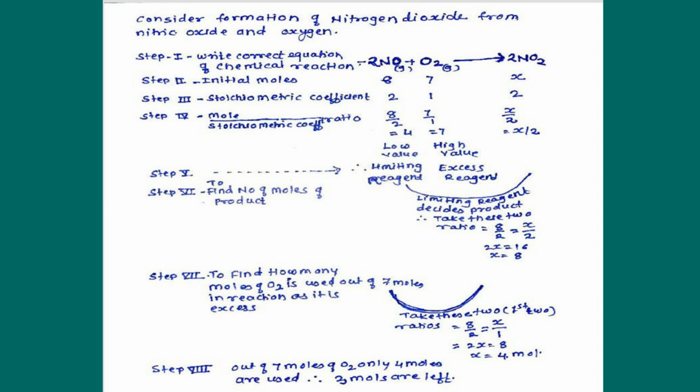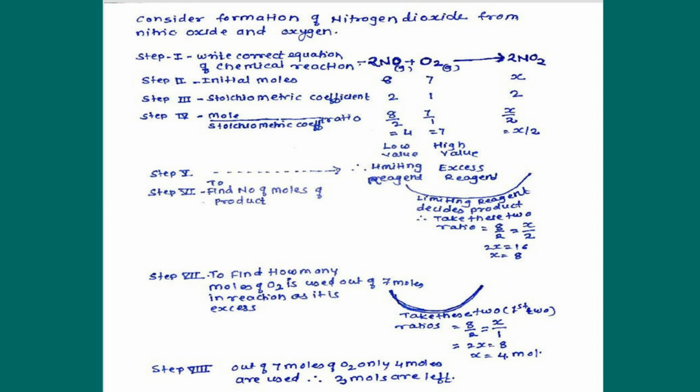Step number 2. Write initial moles of the reactant and product. Here, initial moles of the reactant nitric oxide is 8 and oxygen is 7. Initially, no product is formed. Therefore, number of moles of product is x. In step 3, write the stoichiometric coefficient for both the reactant as well as product. Here, the stoichiometric coefficient of nitric oxide is 2 and oxygen is 1, whereas nitrogen dioxide is 2.